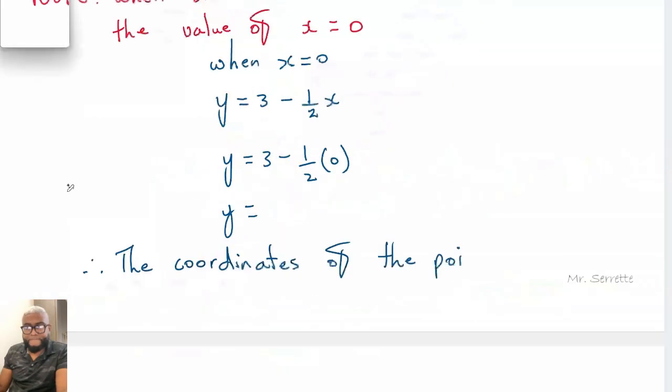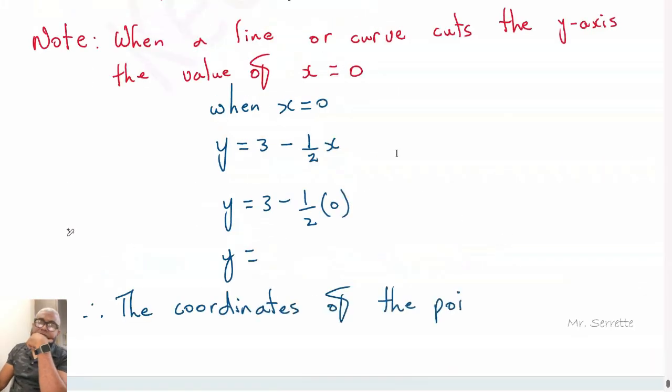Right. So we simply had when x is 0, we plugged it into the initial equation of the line, which is y is equal to 3 minus a half x. You replace the x with 0. What do we get? Y is equal to? Nobody can work it out? Y is equal to what? Equal to 3. Very good.